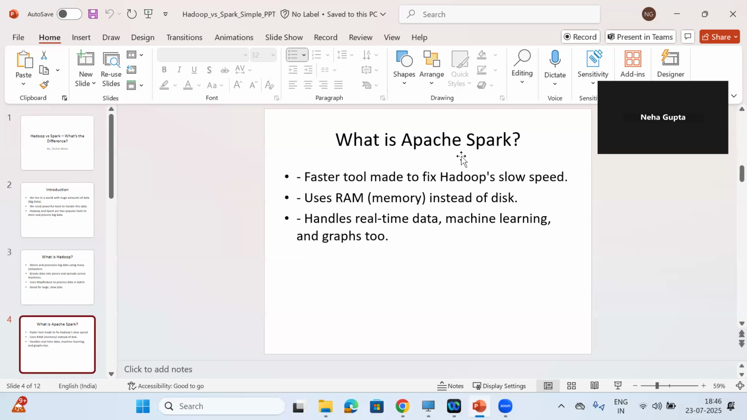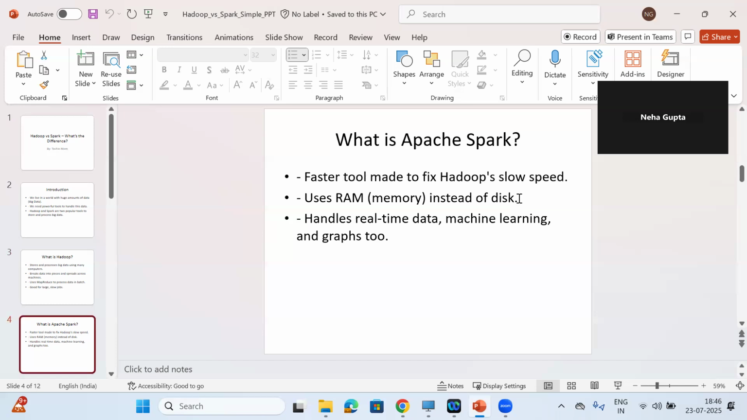Let's understand what Spark is. In Hadoop, if we have a high volume of data, the process will be very slow. To make the process faster, Spark came into the picture. Spark is basically a faster tool to fix Hadoop's slow-running jobs. It uses RAM instead of disk.